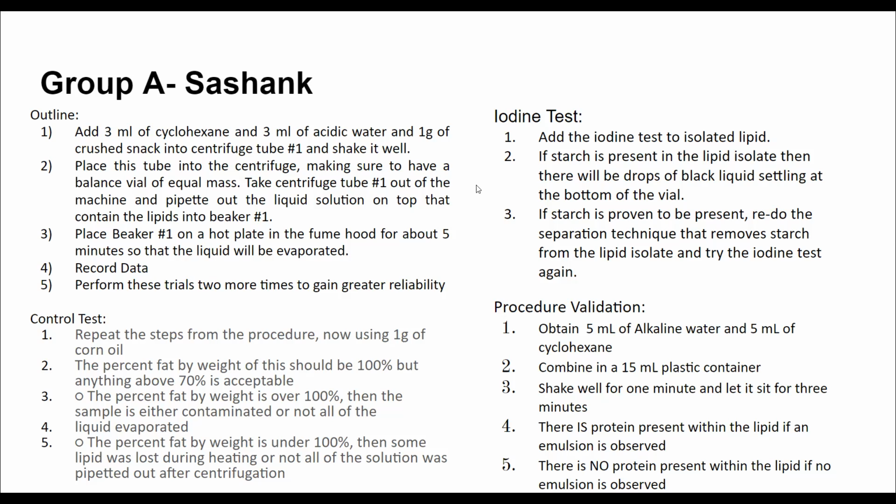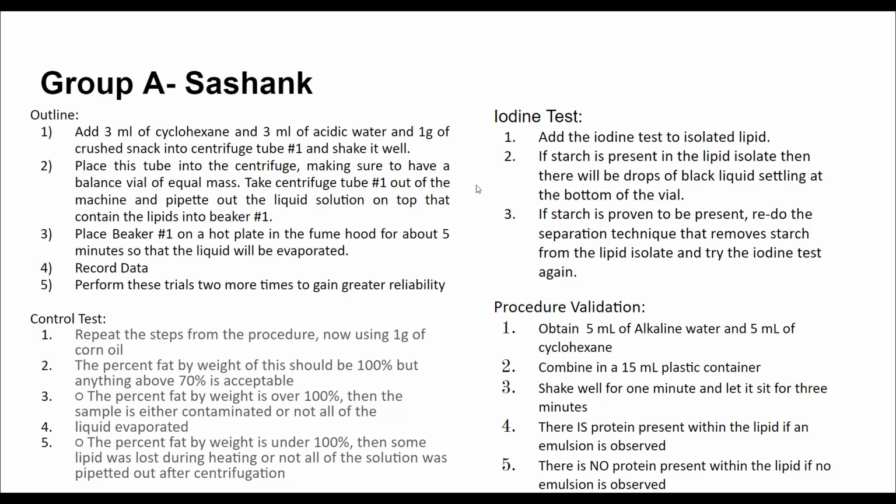For our control test, we repeated the steps from the above procedure, and we used 1 gram of corn oil instead. Because we expected the percent fat by weight to be 100%, but anything above 70 was realistically acceptable. If the percent fat by weight was over 100%, then we know that the sample was contaminated or not all of the liquid evaporated. And if the percent fat by weight was under 100%, then some of the lipid was likely lost during heating or not all of the solution was pipetted out after centrifugation.